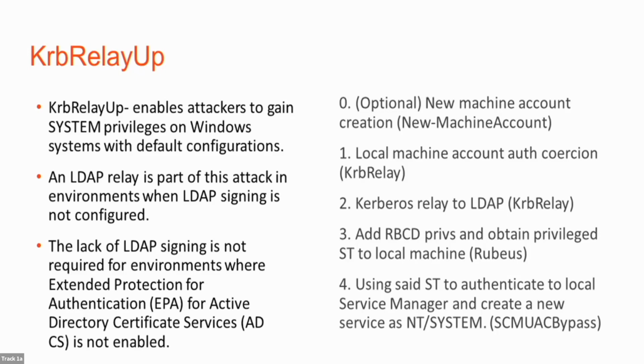All right, so KrbRelayUp. The steps are very similar. A new machine account gets created, but here we're going to do a little coercion. You can use PrintNightmare or the print spooler bug in order to coerce another machine to get this system level of access. And there's actually a few things you can do.